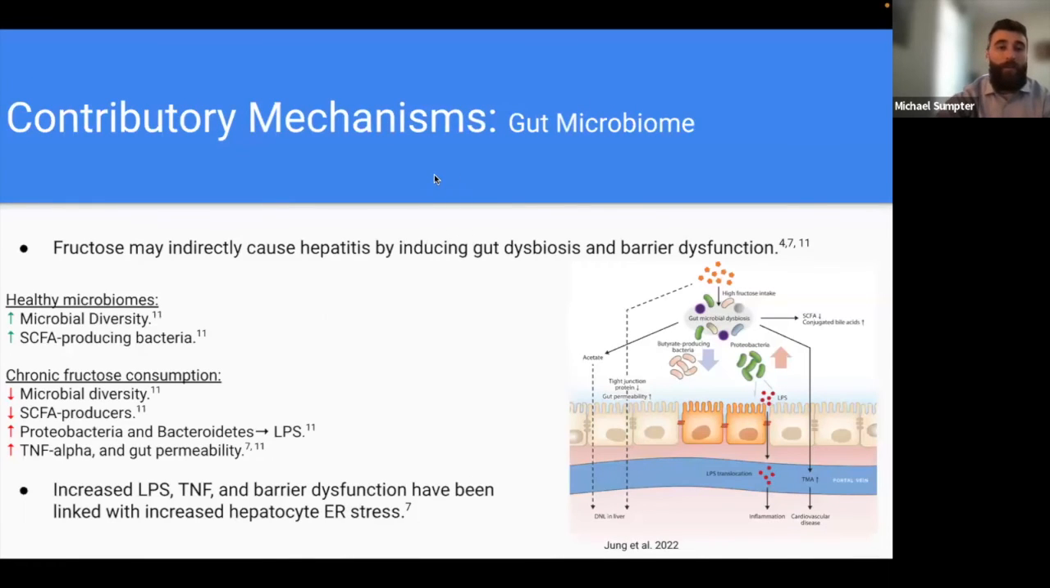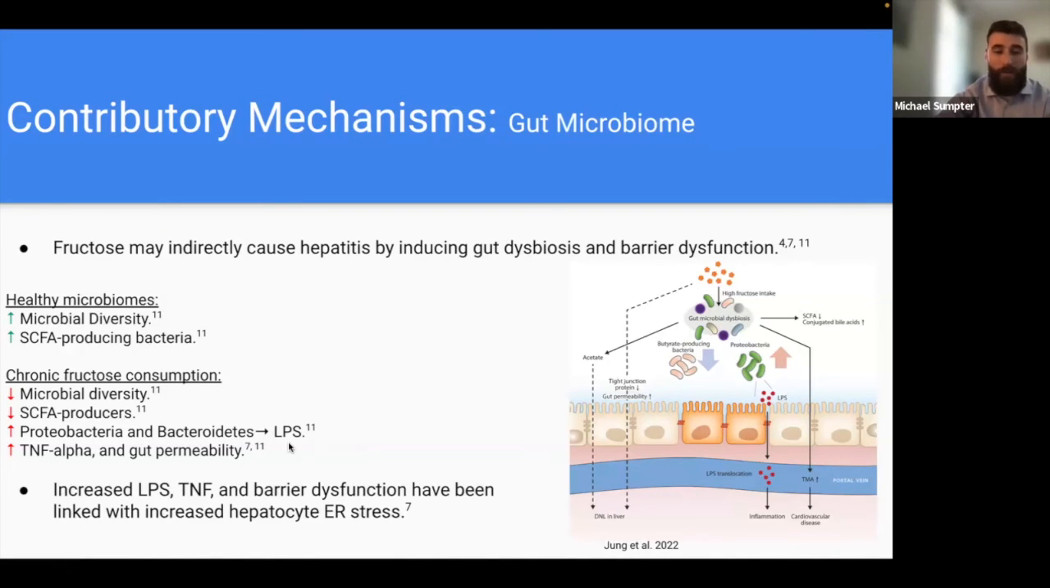All right, and moving on to our last contributory mechanism, this is the gut microbiome. Fructose may indirectly cause hepatitis by inducing gut dysbiosis and barrier dysfunction. So just to quickly remind everyone what a healthy microbiome is, we're going to see increased microbial diversity and high amounts of short-chain fatty acid producing bacteria. Examples of these would be lactobacillus and bifidobacterium, those short-chain fatty acids being like butyrate and propionate, which are beneficial to the gut barrier. What is the effect of fructose on this? Well, chronic fructose consumption has shown a decrease in microbial diversity, a decrease in those short-chain fatty acid producing strains, and actually an increase in more harmful strains like proteobacteria and Bacteroides.